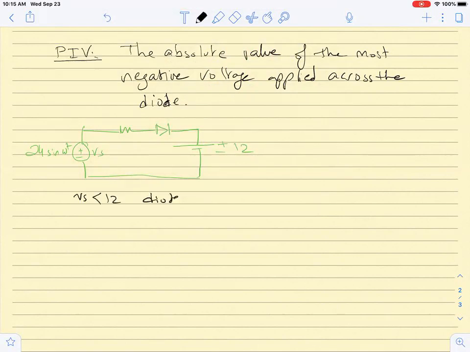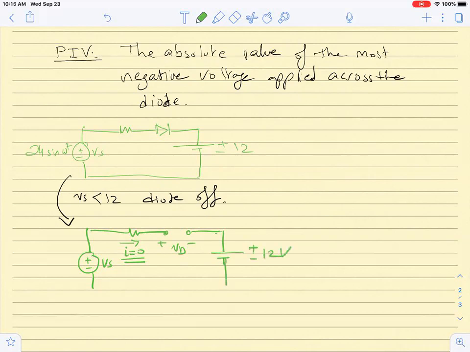And how do I model the circuit? The circuit would be something like an open circuit. So I have VS, I have a resistor, I have here an open circuit, with plus minus VD. What is the current that is flowing here? Zero. And I have 12 volts here. Okay? So this is now my circuit when the diode is off.